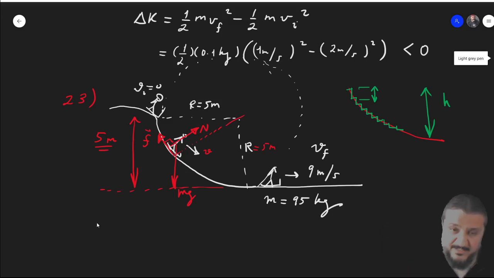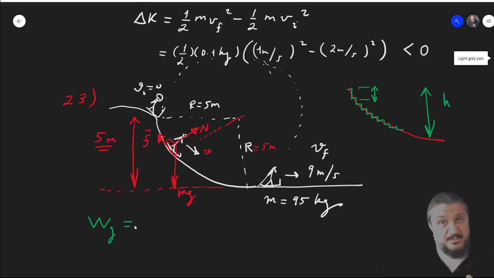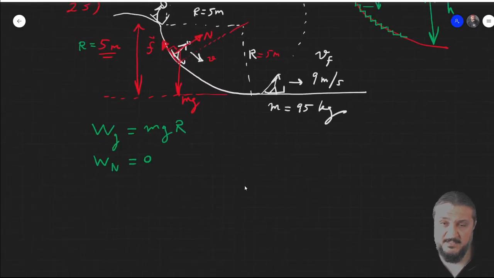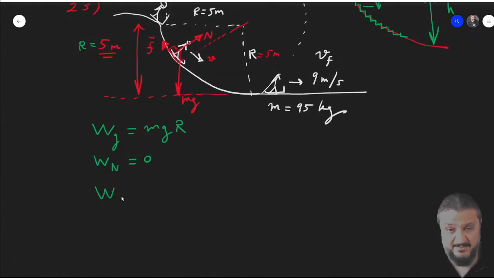So the work done by gravity for this problem is not negative, it's positive, because your motion is downward. If you're unloading from your truck, gravity will be doing positive work, right? Same thing here. So the work done by gravity will be simply mgR. R means the height. mgR. Work done by normal force is 0. And of course, work done by friction, that's what we are trying to find, W_f.